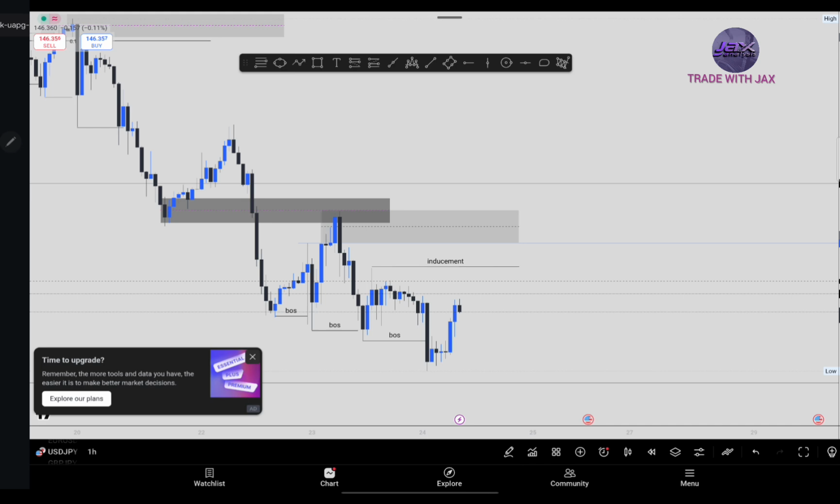1 hour time frame takes 1 hour to form one candle. 2 hours takes 2 hours. 1 day time frame takes 1 day to form one candle. 1 week time frame takes 1 week to form one candle. So that's just the basic stuff.